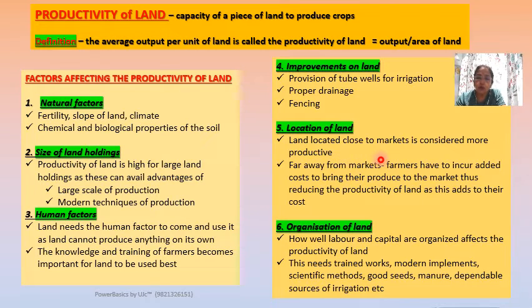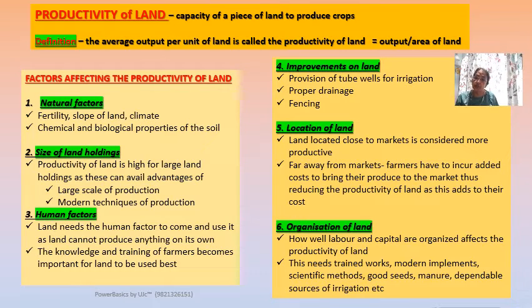Land located close to markets is considered more productive. Far away from markets, farmers have to incur added costs to bring the produce to the market, thus reducing the productivity of land as this adds to their cost. If I have a farm close to the market, I can quickly take my produce there. So I know I have an incentive to increase productivity because the market is close to me. If the market is far away from me, I'm like, oh God, now I have to hire one tempo and take all the things there. It's adding to my costs. So I won't be concerned with productivity more.